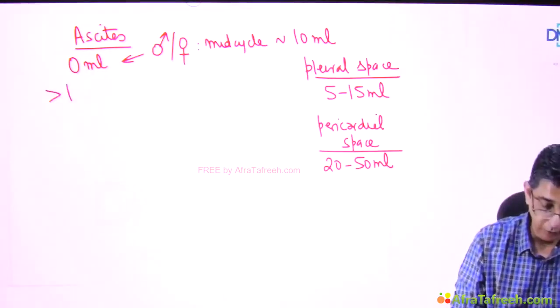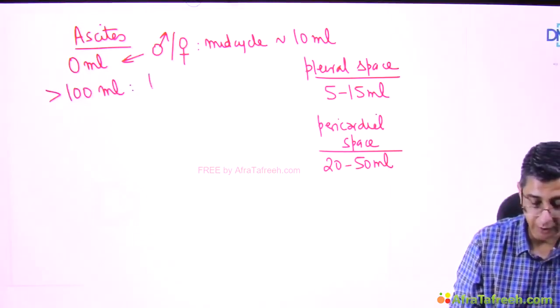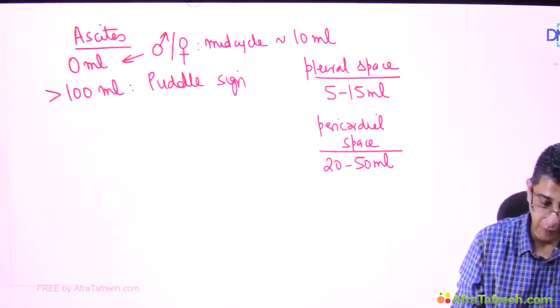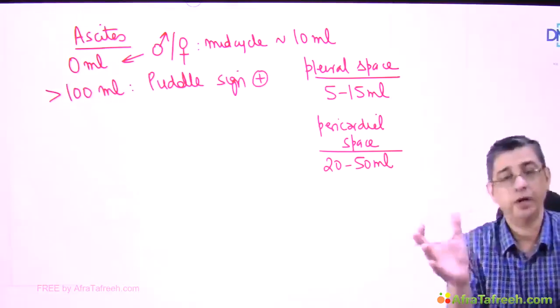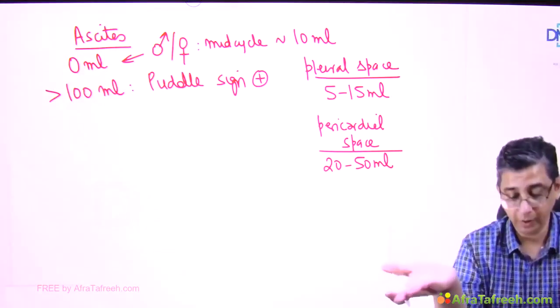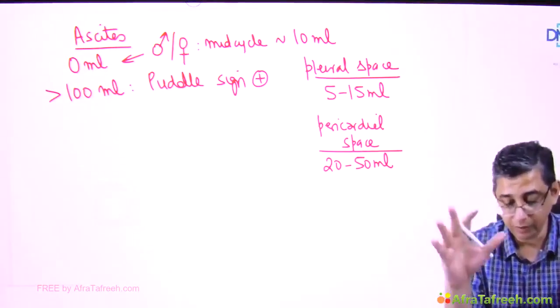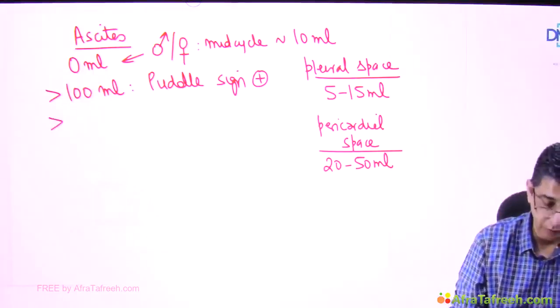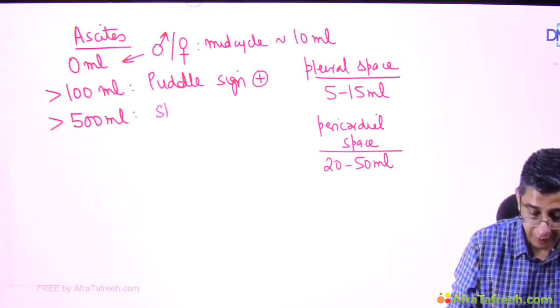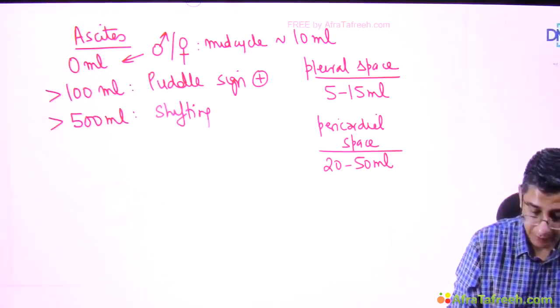If the amount of fluid in the peritoneal cavity increases to more than 100 ml, that is when we get a clinical puddle sign. That is itself a question. Puddle sign will become positive at more than 100 to 120 ml. Ultrasound can detect even less than that, even 50 ml can be picked up, but 100 ml is where you would have a puddle sign. And when the amount of fluid increases to something in the range of 500 ml, that is when you would have shifting dullness developing in a patient.